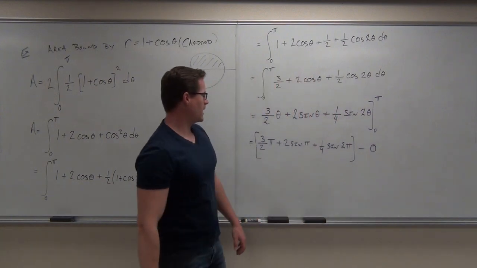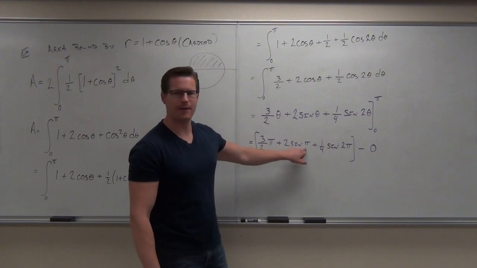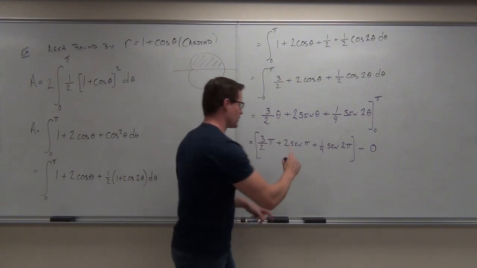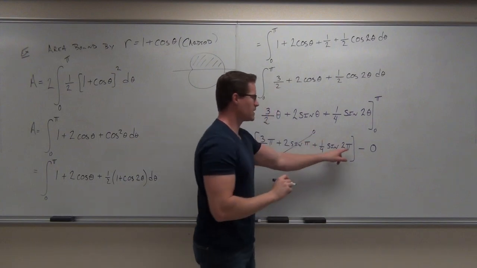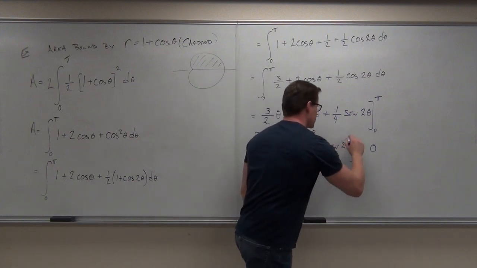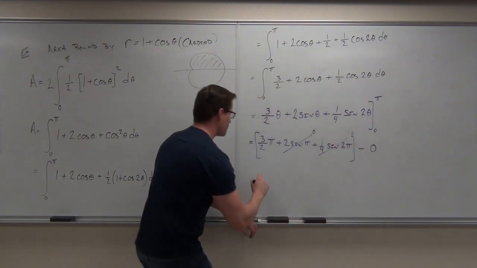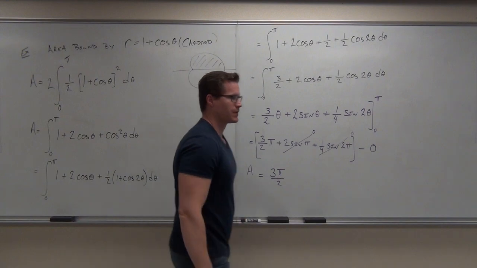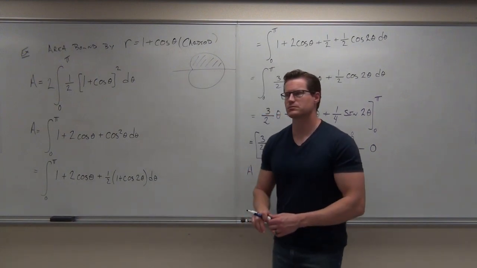Now let's do it. How much is sine of pi? Come on, quickly. Sine of pi? 0. How about sine of 2 pi? 0. Wow, that was a lot of zeros. What do we get? That's it. Our area is 3 pi over 2.